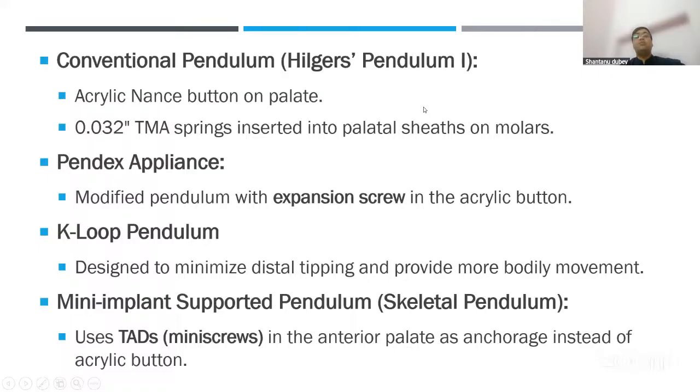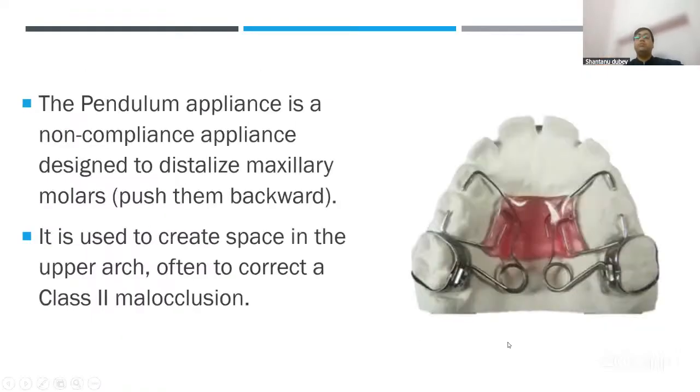Okay, so there are different types of pendulum. The original conventional pendulum is also known as Hilger's pendulum. Then there is Pendex appliance, which utilizes an expansion screw, K-loop pendulum, which minimizes the distal tipping and provides more of a bodily movement, and mini implant supported pendulum, which is TAD supported, gives absolute anchorage. Always remember that with distalization, whenever you are pushing the posterior teeth back, the anterior teeth will have reactionary forces and would cause proclination of the anteriors, right? So what we do is we install TAD so that this effect of tooth support, which is seen with the conventional pendulum, is negated.